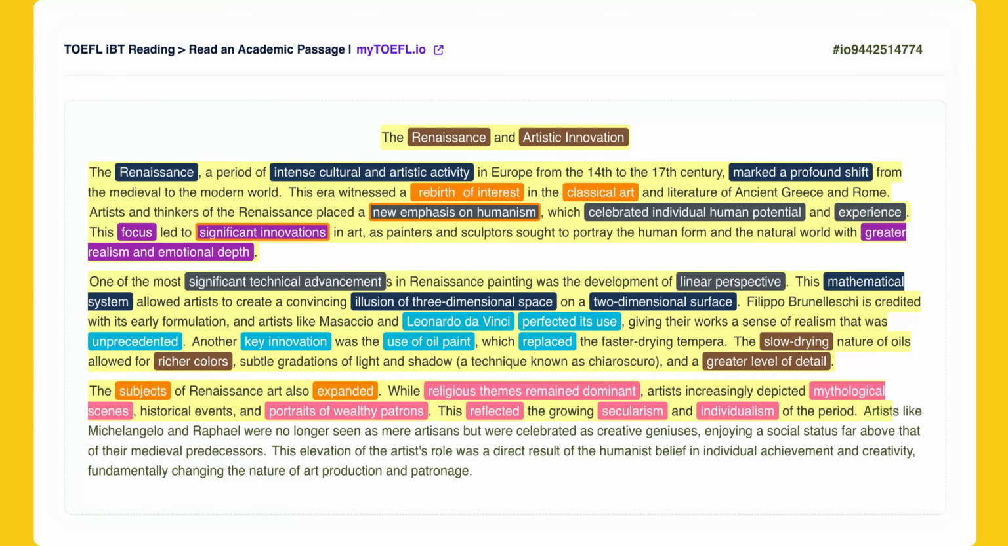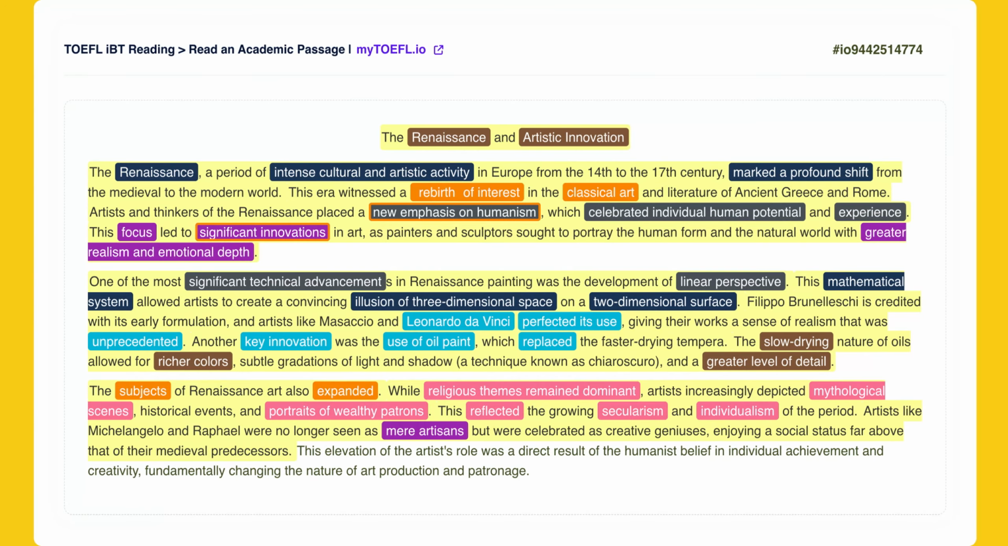Artists like Michelangelo and Raphael were no longer seen as mere artisans, but were celebrated as creative geniuses, enjoying a social status far above that of their medieval predecessors. This highlights a change in social standing. Artists weren't mere artisans anymore. They were creative geniuses. They had a social status far above those who came before them in the Middle Ages. This is a significant cultural shift in how society viewed talent.